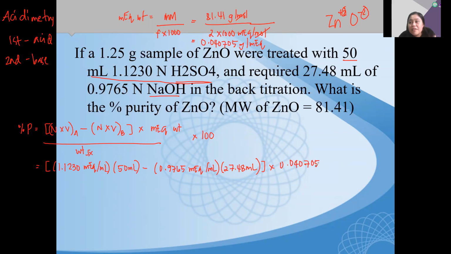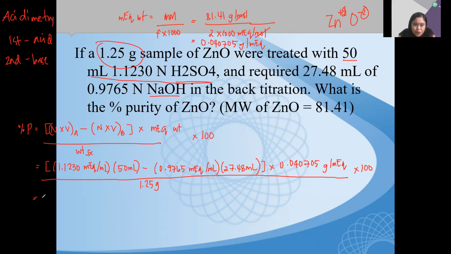0.040705. I'm not really fond of rounding off numbers kapag hindi pa siya final answer. 0.040705 grams per MEQ divided by the weight of the sample, this one, 1.25 grams. Do not forget that times 100. Baka makalimutan. Okay, so let's do the math.